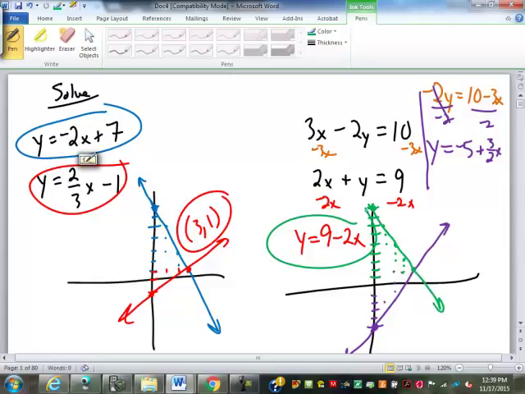And where do they cross? At the point 4, 1. How many had 4, 1 for that one? One of you? So it's a little bit more of a struggle when you got to solve them. Just got to be very careful. How many of you had the right equations here, at least? A couple of you? A few of you?